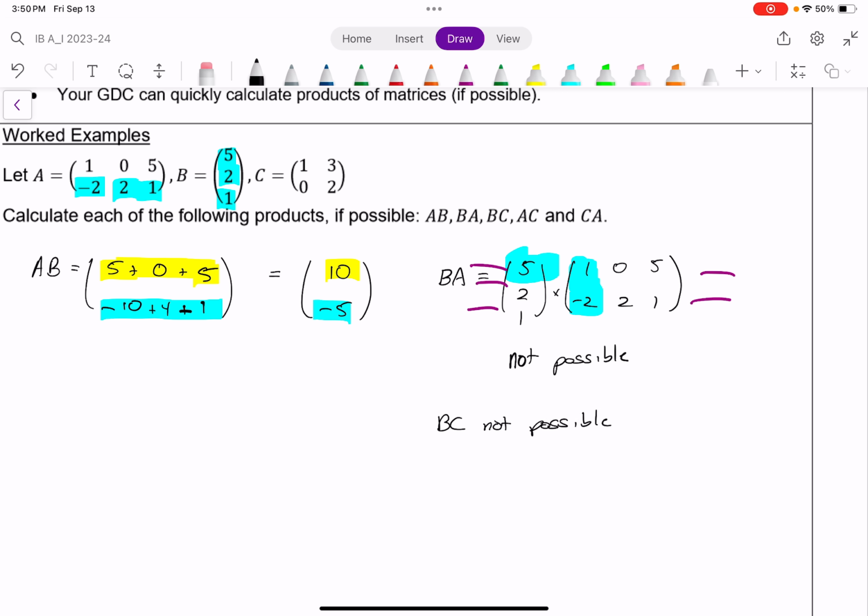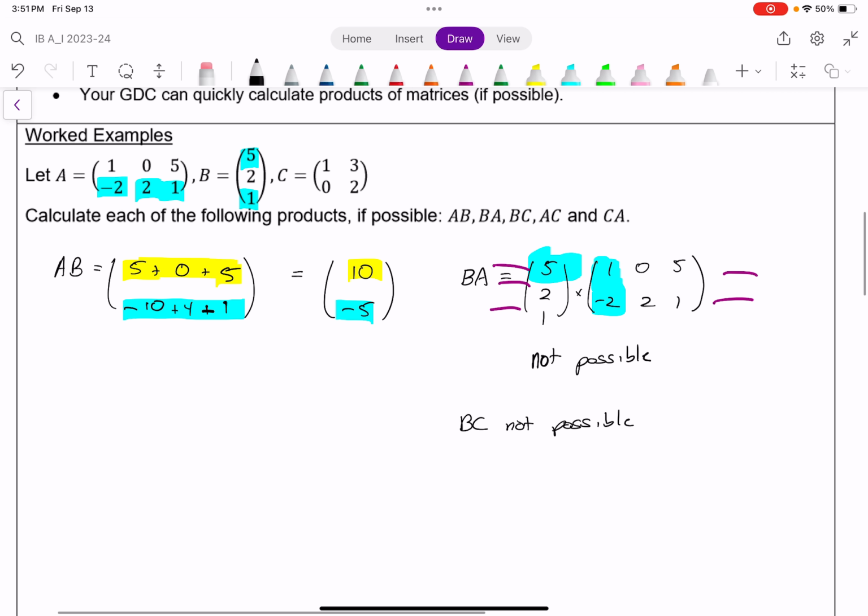Because if we look at matrix B, it has just 1 column. That in itself is okay. But matrix C has 2 rows. Again, the number of columns of the first matrix has to match up with the number of rows of the second. And they don't, so that's not possible.